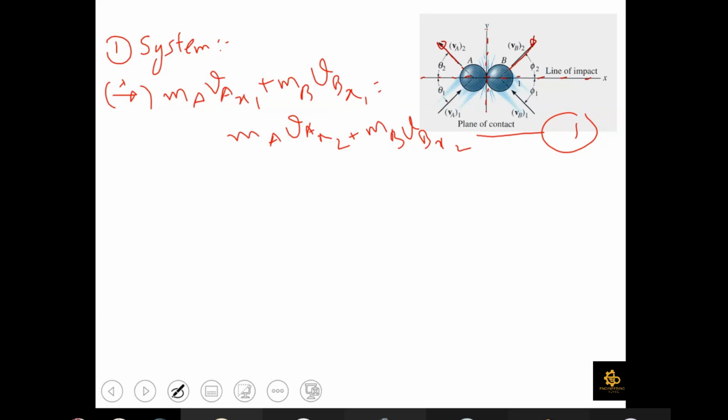The only difference here is in case of central impact, the momentum was totally along the line of impact before collision.